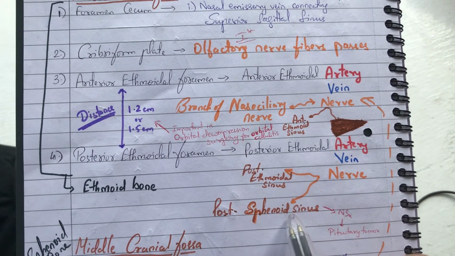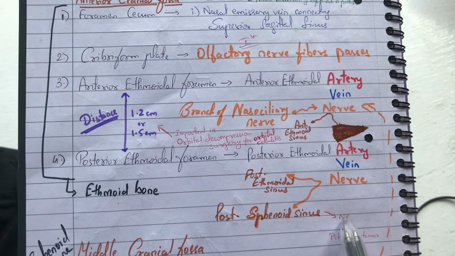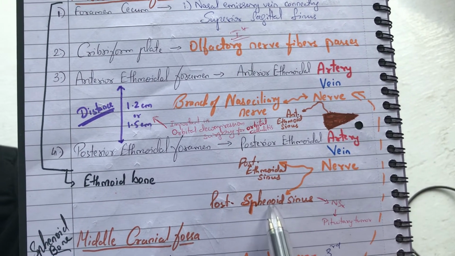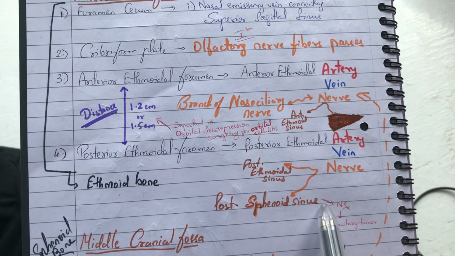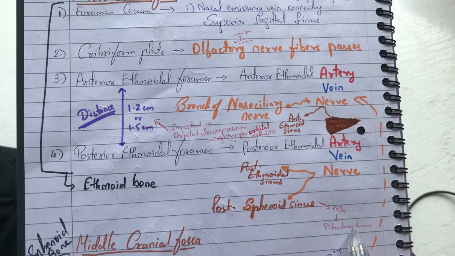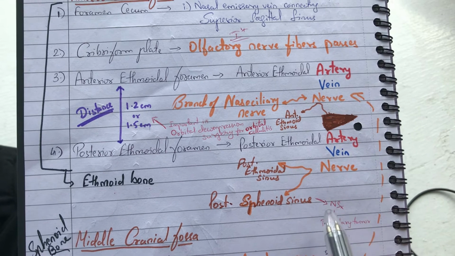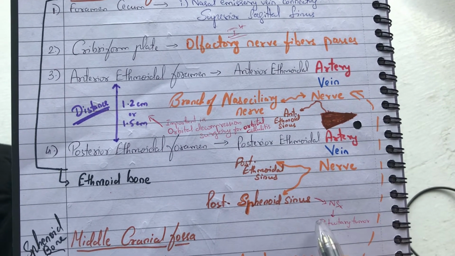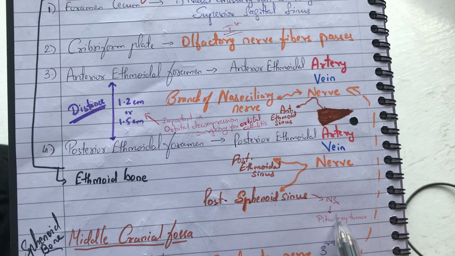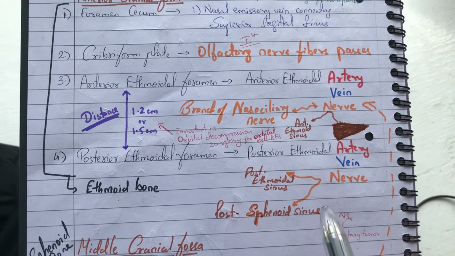Now, the sphenoidal sinus is important in neurosurgery, as through it we get access to the pituitary gland, especially for pituitary tumors. Again, this whole surgery is a transnasal, endoscopic approach. So this is something we should be aware of.